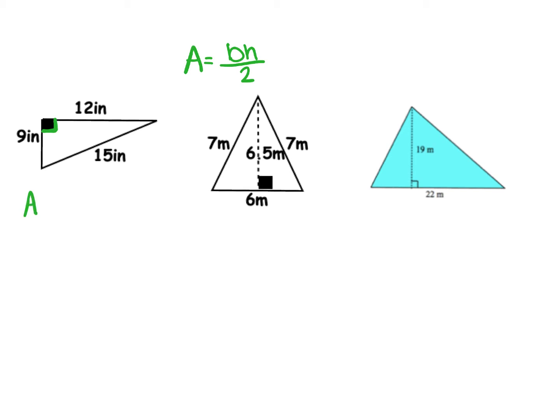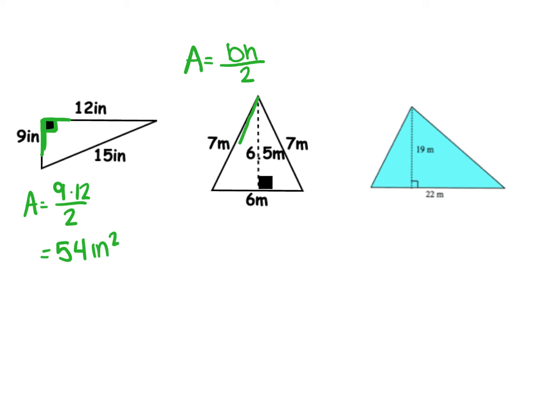So here for this first one, we're going to do base times height. Your base and your height are 9 and 12 because those are your two pieces that form that right angle, and divide that by 2. So 9 times 12 divided by 2 gives us an area of 54 square inches.